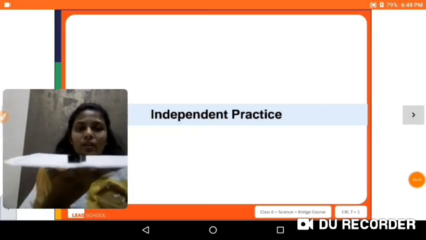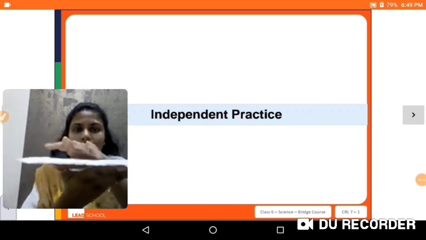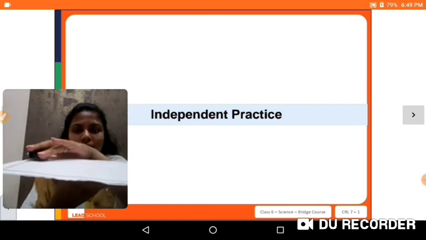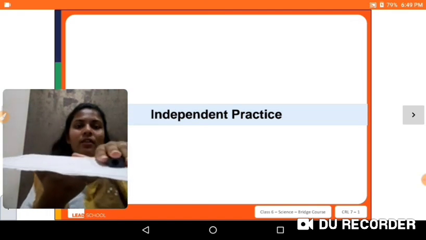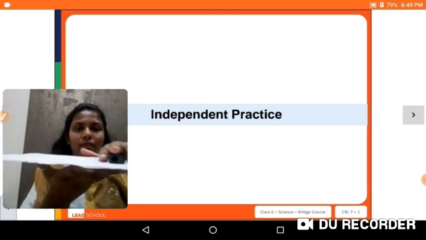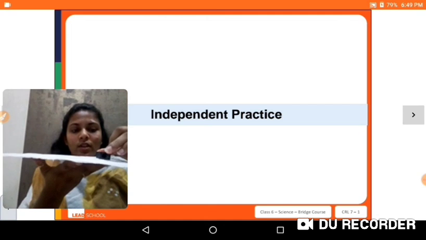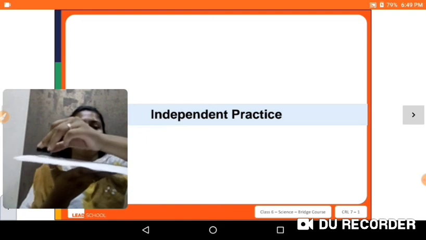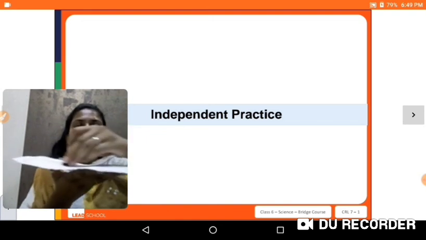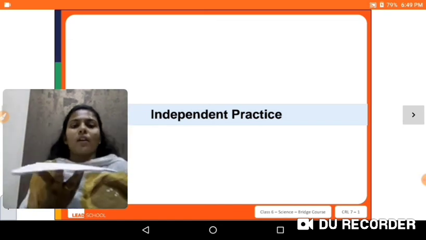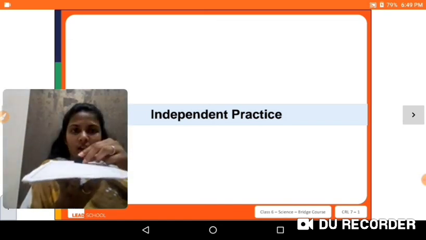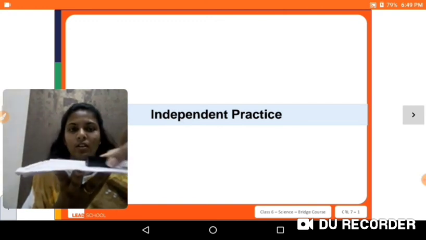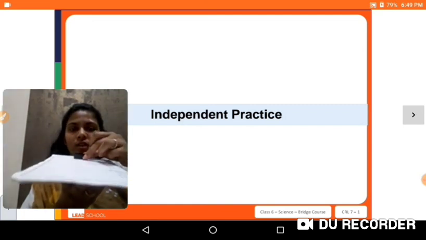See, now here this object, a sharpener, is placed. If we move this object to this side, in which direction is it moving? In the forward direction. The sharpener goes from back to front, so it moved in the forward direction. If we move this object from here to the back side, in which direction is the object moving? In the backward direction. This sharpener is moving in the forward direction and this is moving in the backward direction.